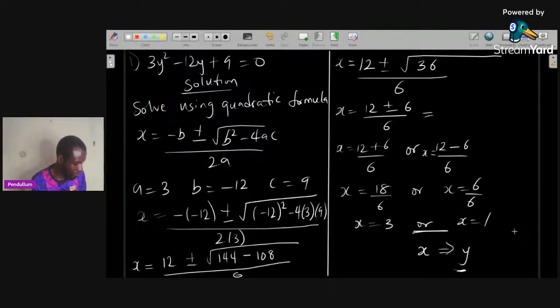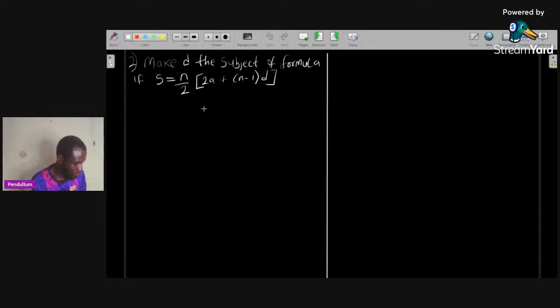Alright, so for the next question, number 2, let's see what we have. Now we are asked to make d the subject of the formula if S is equal to n over 2 bracket 2a plus n minus 1 b.